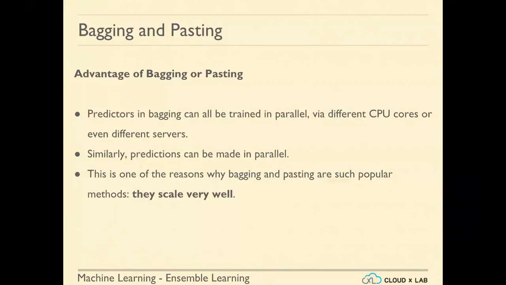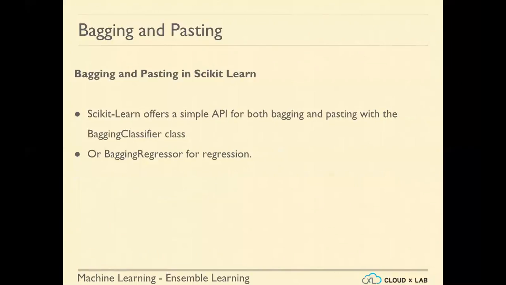Predictors in bagging or pasting can both be trained in parallel via different CPU cores or even different servers. Similarly, predictions from both can be made in parallel. This is one of the reasons why bagging and pasting forms of ensembling are very, very important and very useful. They scale very well.